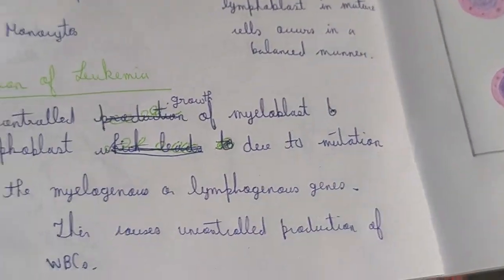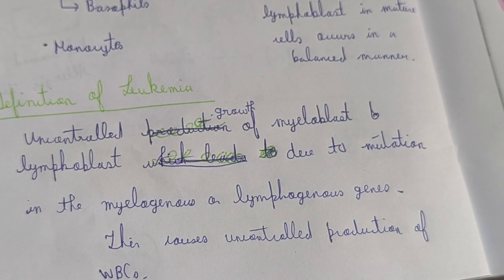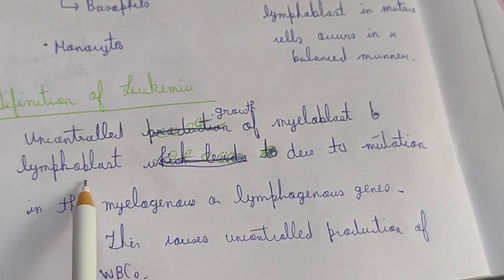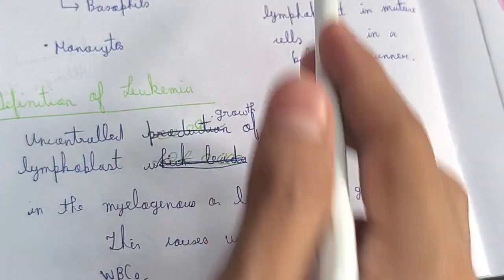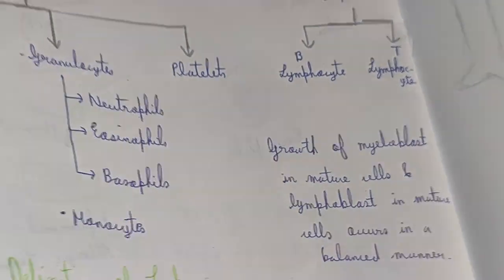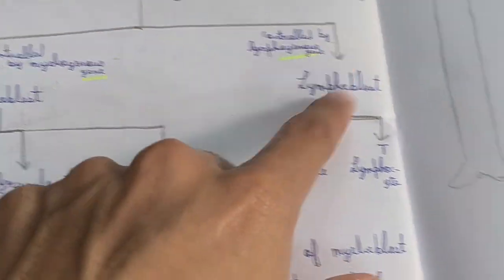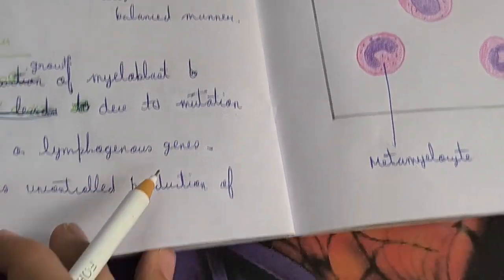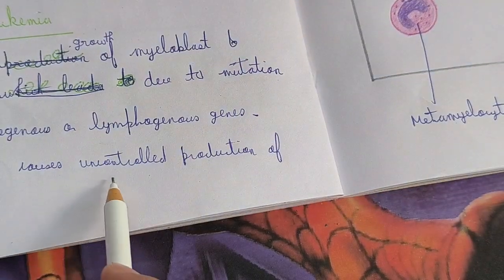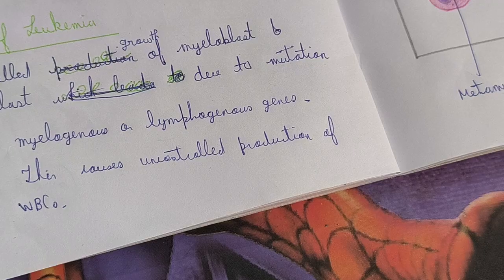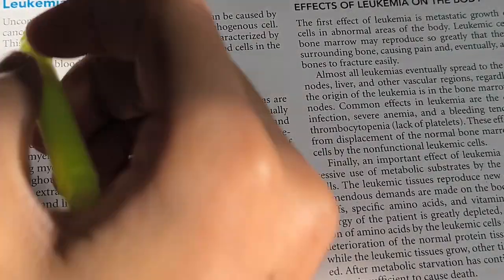So friends, now I have written a definition of leukemia. Uncontrolled growth of myeloblast and lymphoblast due to mutation in the myelogenous and lymphogenous genes causes uncontrolled production of white blood cells. All this information is written in your book guide also, and I am going to show it. So friends, this is a definition.